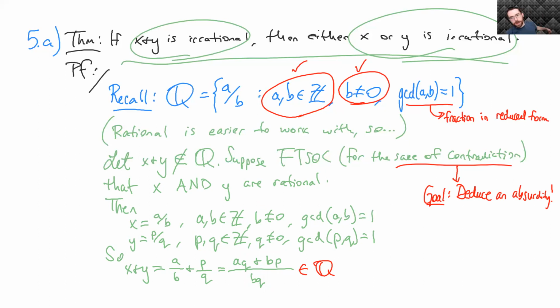And then it's a bit more work to show that the greatest common divisor of these two is 1. Right, so I would need to show GCD of aq plus bp and bq is 1, which is a bit of work, but that's the gist.